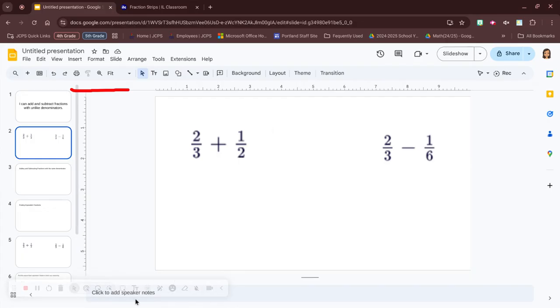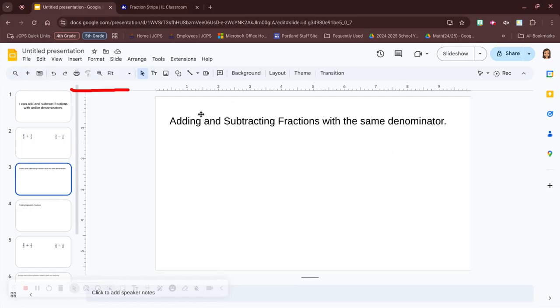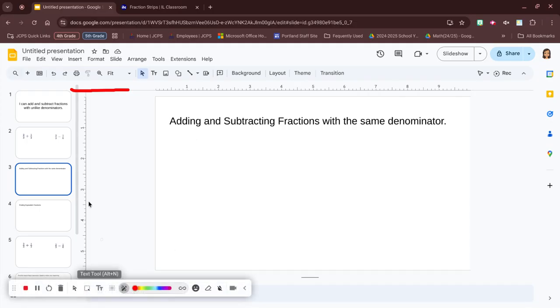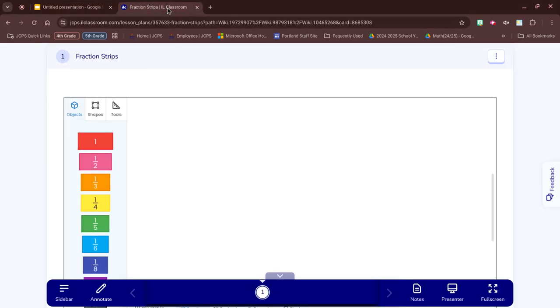we're going to go back and review some things that we do need to know. So the first thing is that you need to know how to add and subtract fractions that have the same denominator. And I'm going to try my best to see how I can do this. So I am going to show you with some fraction strips.